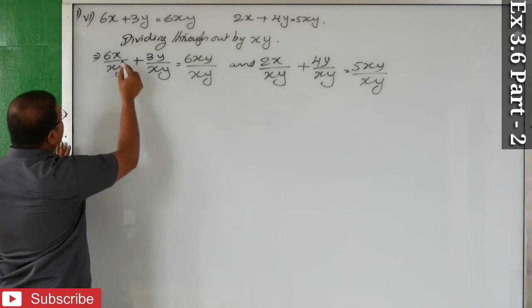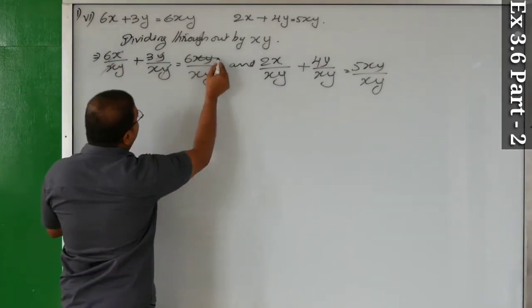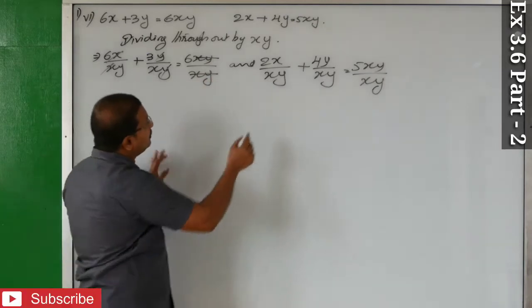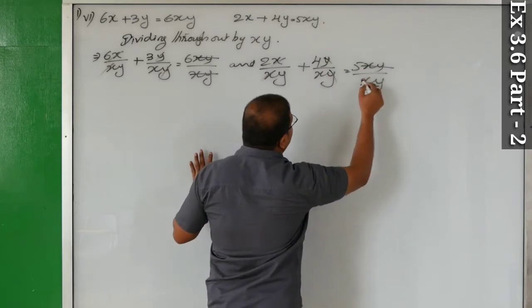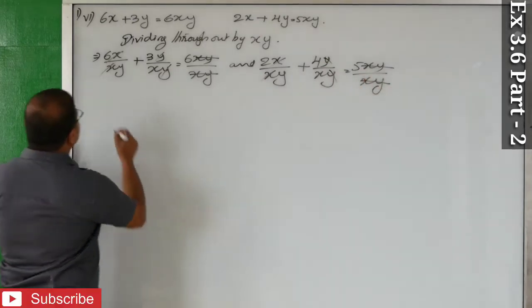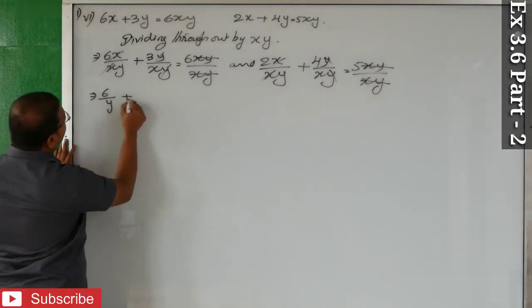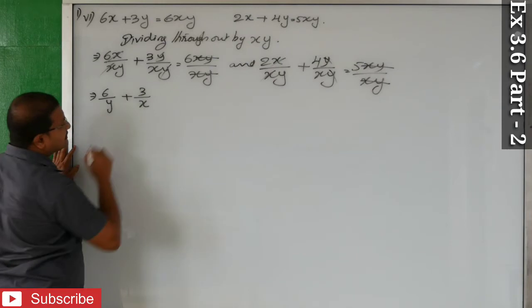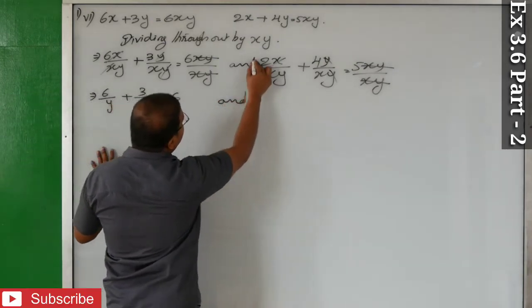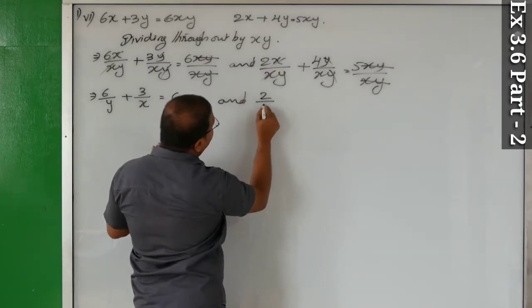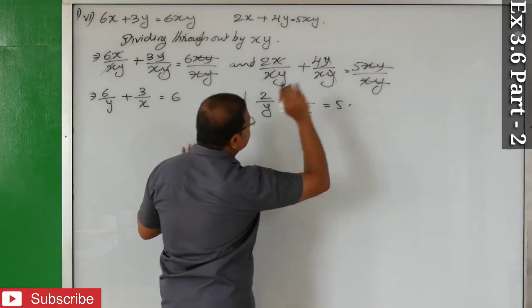Ready? After that, see, x will cancel, y will cancel, xy will cancel. Here x will cancel, y will cancel, xy will cancel. This implies 6 by y plus 3 by x equals 6, and 2 by y plus 4 by x equals 5.